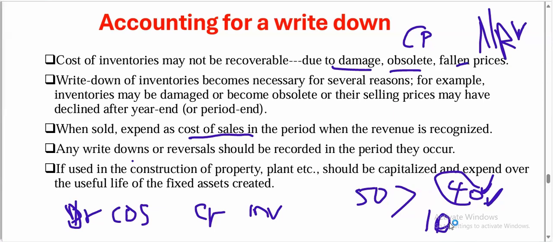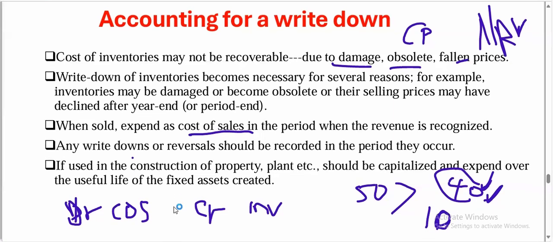Are you following? So don't forget that if there's a write down, we will debit cost of sales with the 10 and we'll credit inventory with the 10 as the write down. But as I said, we don't go and do it. So first you less your closing stock from your cost of sales, and the 10 will automatically be added. So this is the entry where there's a write down: debit cost of sales, credit inventory. And then it says we'll come to reversals. Any write down or reversal should be recorded in the period in which it occurs. And then if used in the construction of property, plant, etc., the write down should be what? Capitalized and expended over the useful life of the asset.